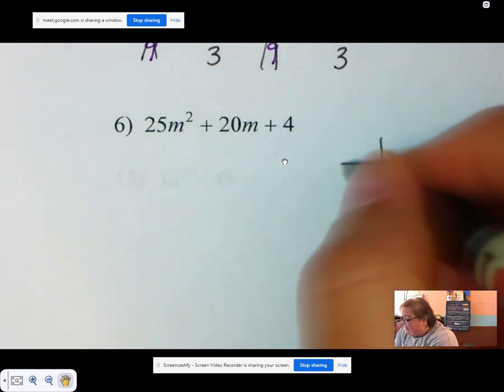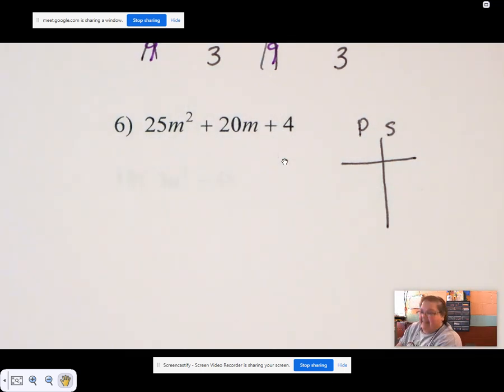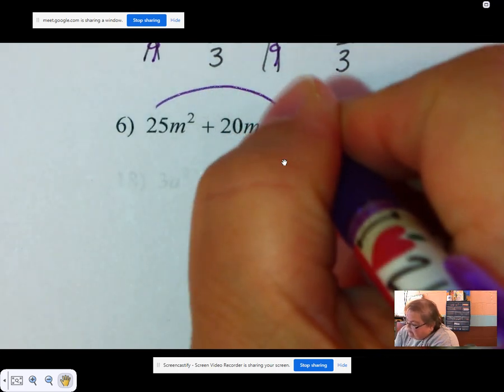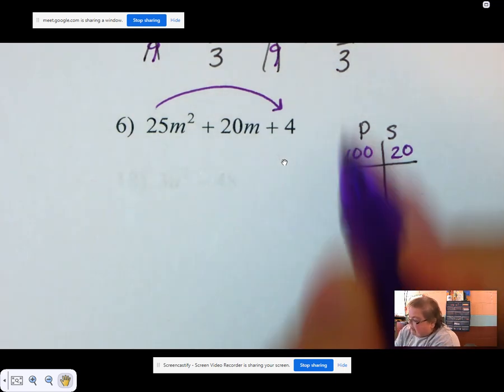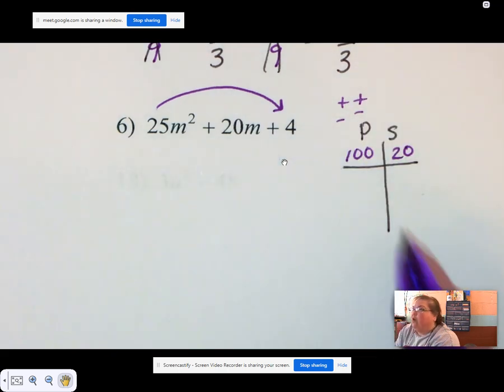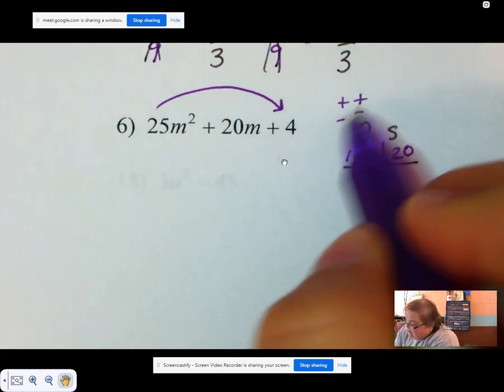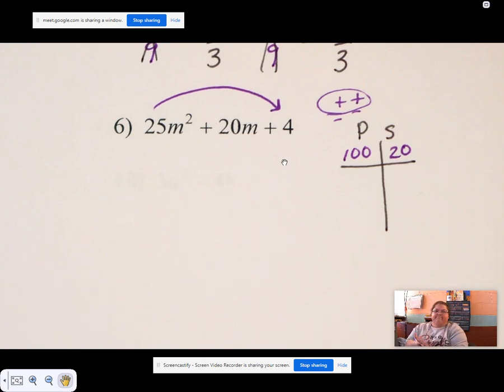Okay. So here's our product sum. All right. What is 25 times 4? 100. What is my sum? 20. My signs are the same, so they're either both positive or they're both negative. What are they both going to be if my sum is positive? They're both positive. B is greater than 0, same sign, same as the B. Okay, here we go. What can I multiply together to get 100? When I add them, I get 20.